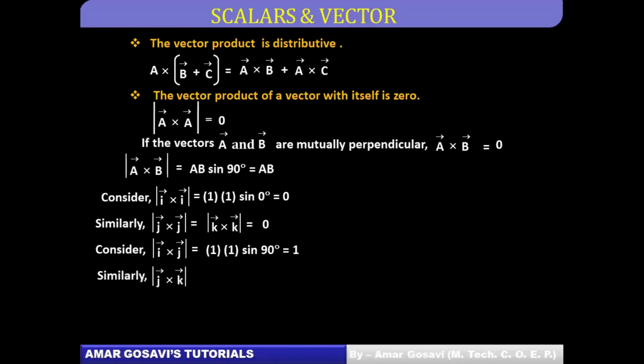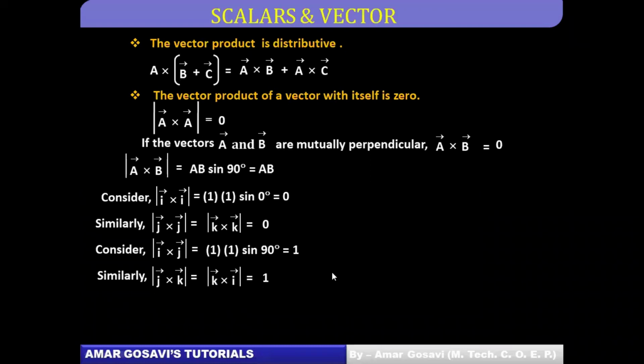So i cap cross j cap will be 1, you can see. Similarly, after i, j comes k. This is how the cycle is: i, j, k, i, j, k. So j cross k, can I say, will be similar to k cross i. Why? Because after i comes j, after j comes k, and after k again comes i. This is how it would be rotated. So ultimately, it has to be equal to 1.